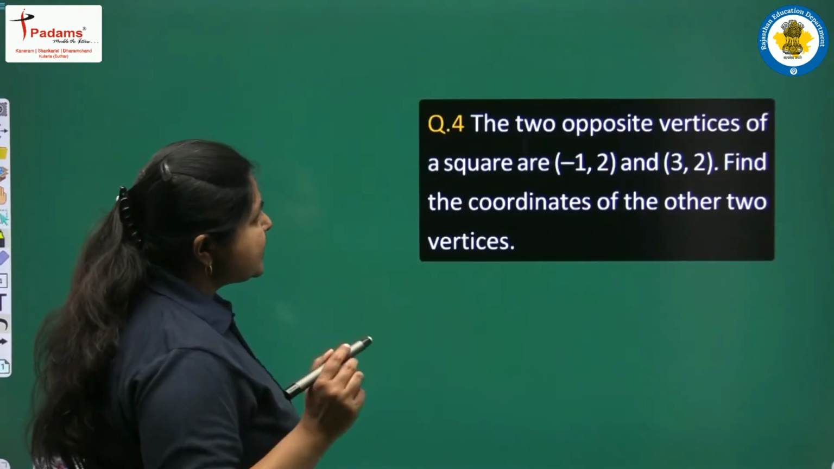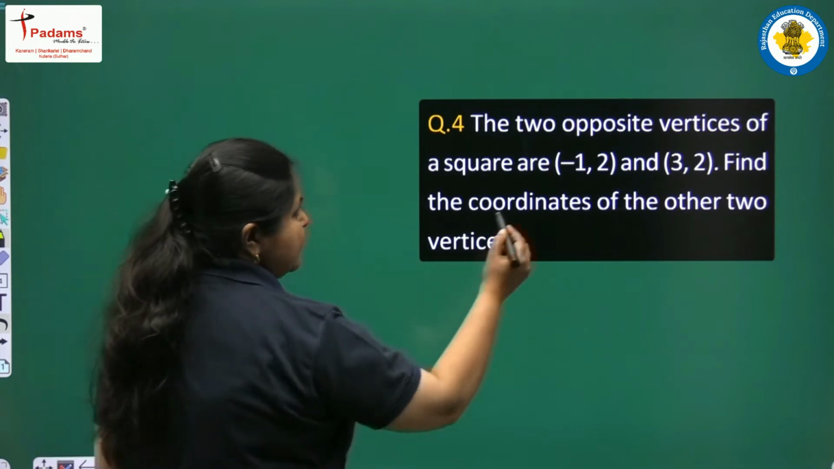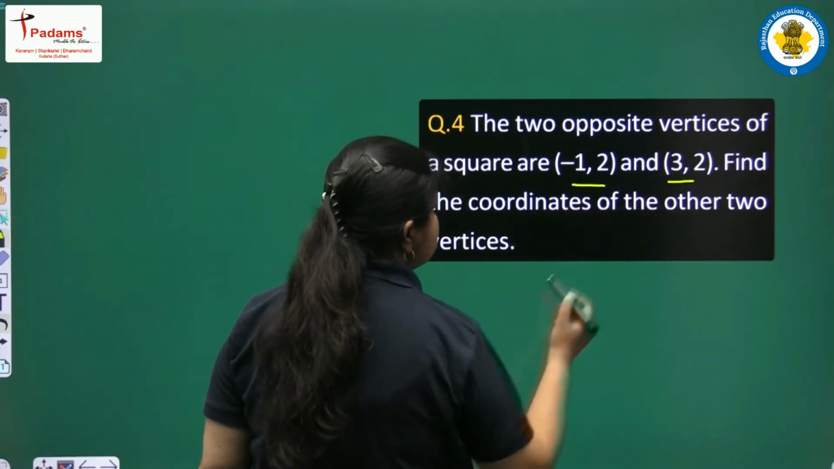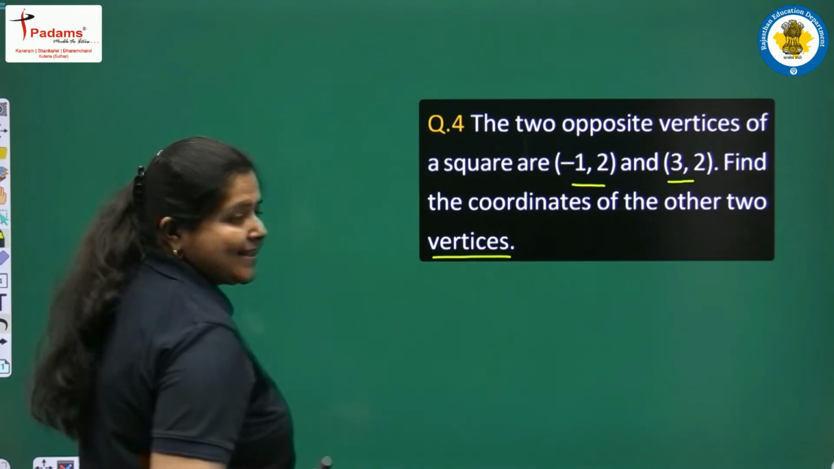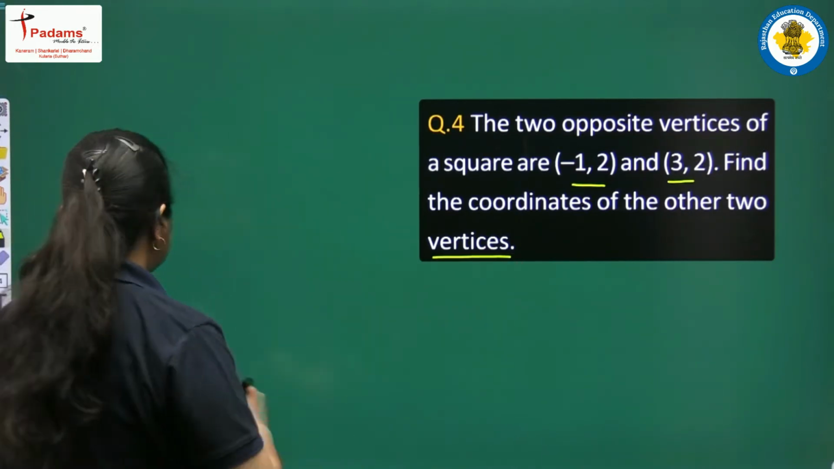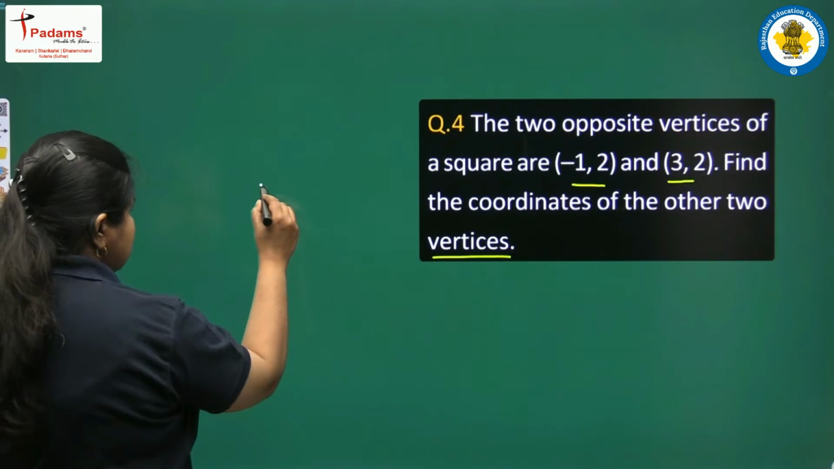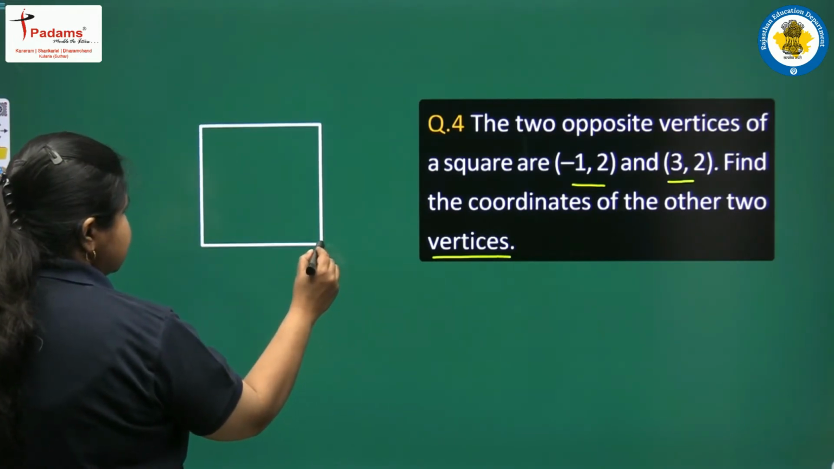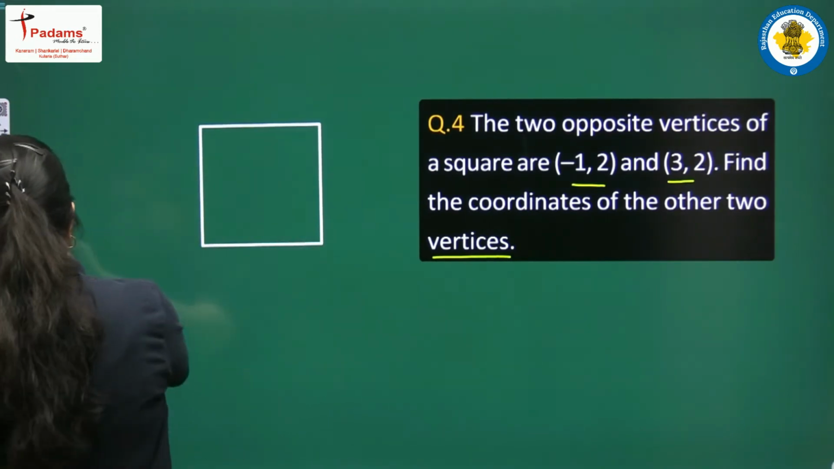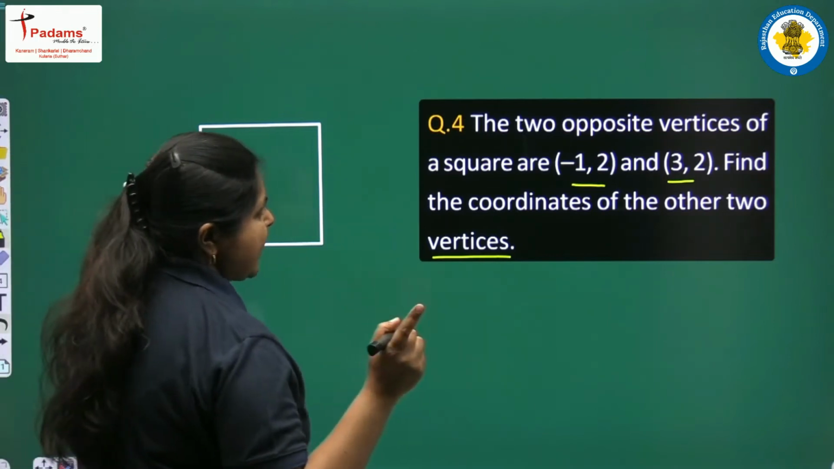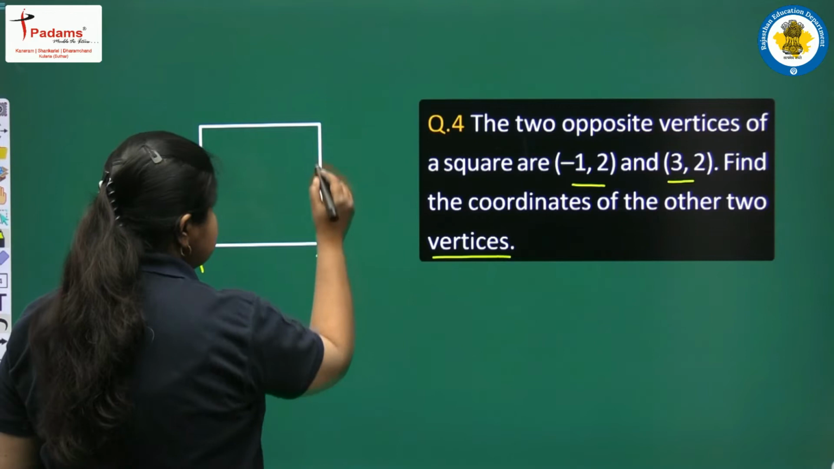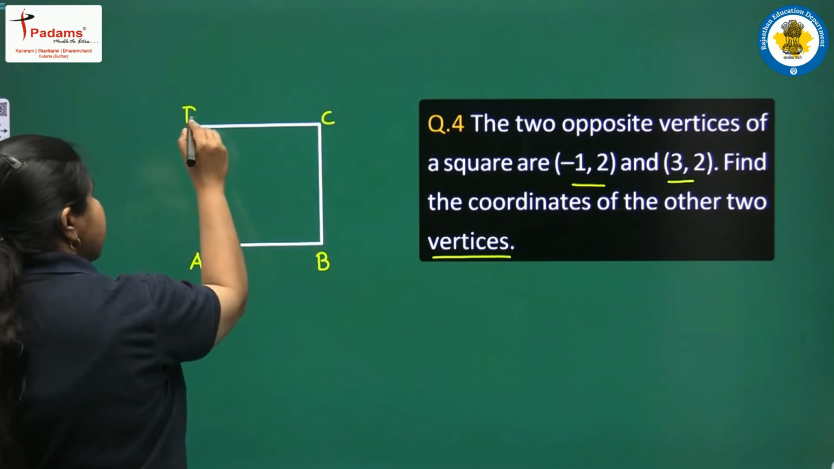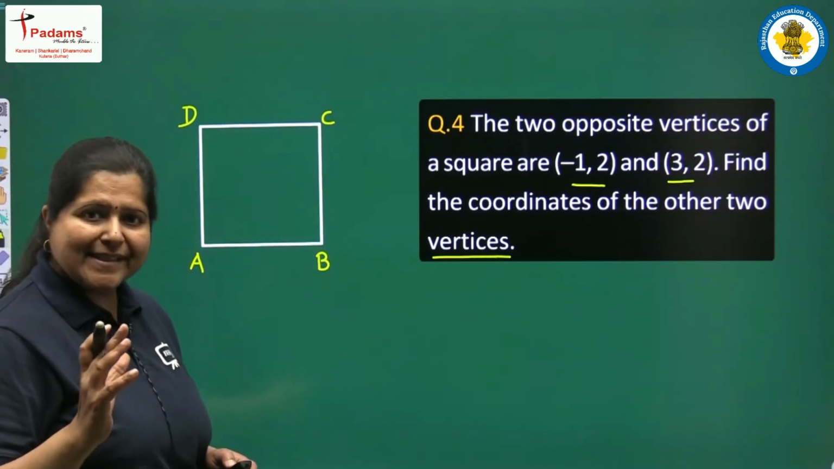Next we take up question number 4. The two opposite vertices of a square are (-1, 2) and (3, 2). Find the coordinates of the other two vertices. So here we have to take one square. Let us draw one square. This is a square and here two opposite vertices have been given. Let us take this as point A, this as B, this as C and this as D. This is the square ABCD.